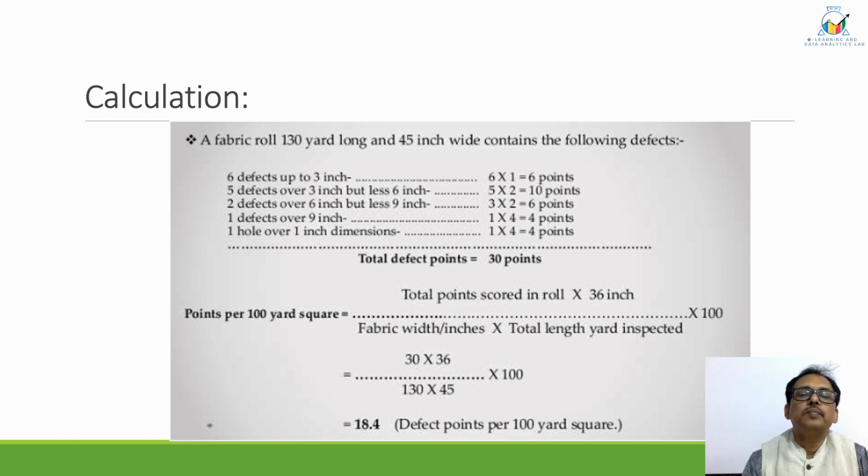Total defect points per 100 square yards = (total points scored in roll × 36 inches) ÷ (fabric width in inches × total length in yards inspected) × 100. So 30 is the penalty point, 36 inches is the constant, divided by 130 yards of fabric multiplied by 45. 45 is your width, into 100. So the total defect points come to 18.4 per 100 square yards. So what grade is the fabric? It is A grade, it is accepted.